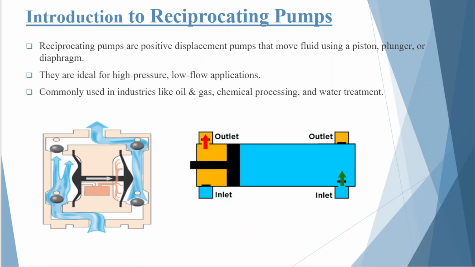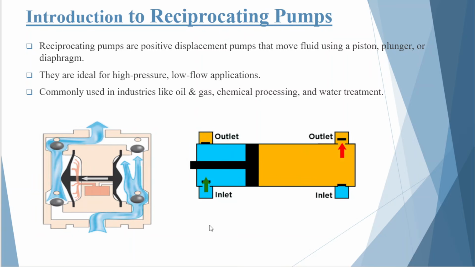Before we study acceleration head, we need to understand the basic operating principle of a reciprocating pump. A reciprocating pump belongs to the category of positive displacement pumps. Unlike a centrifugal pump, which transfers energy continuously through a rotating impeller, a reciprocating pump physically traps a fixed volume of liquid and pushes it forward during each stroke. The pumping element may be a piston, plunger, or diaphragm depending on the pump design.